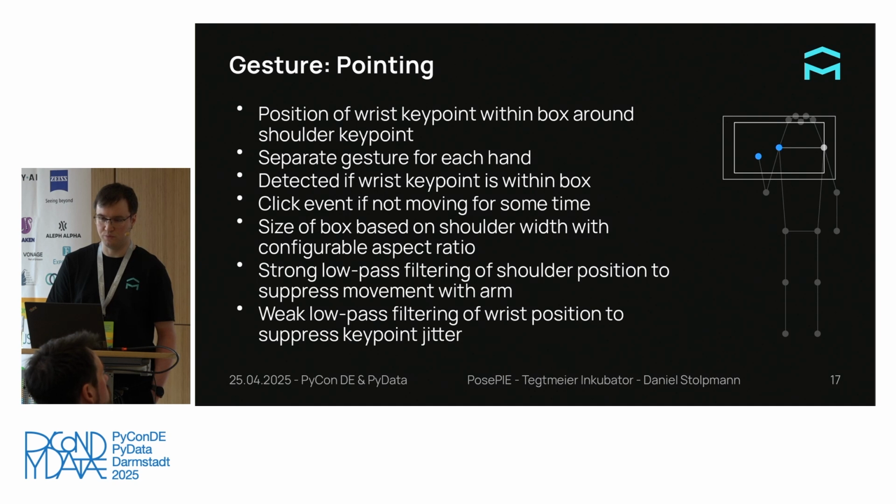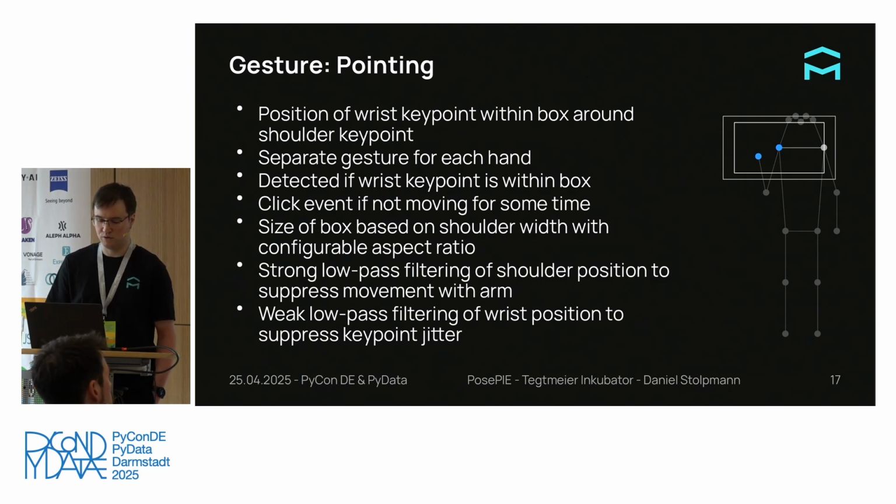And our most complex gesture is a pointing gesture, which you can use as a mouse replacement. For this, you have a box which is centered at your shoulder and then goes to your other shoulder. Within this box, the pointing gesture is detected. You can configure the aspect ratio of the box. And whenever you hold your hand still for a certain amount of time, then it's a click.